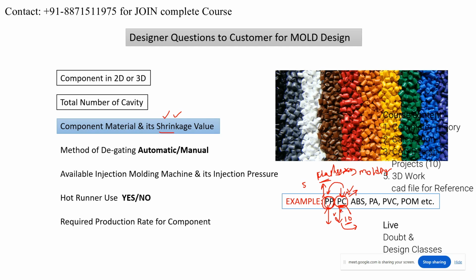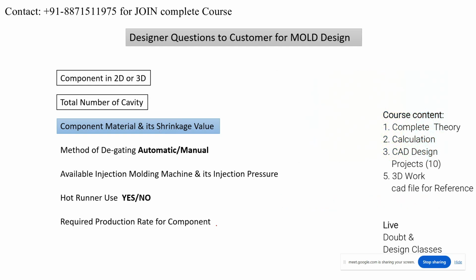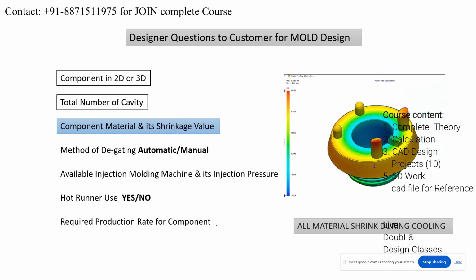Now if I'm talking about PVC, it is a higher viscous material, more than others. Is it clear? So every material has a few properties, so we have to confirm from the customer. Shrinkage value, as I told you: all materials shrink during the cooling, and all materials have different shrinkage values. Is it clear?